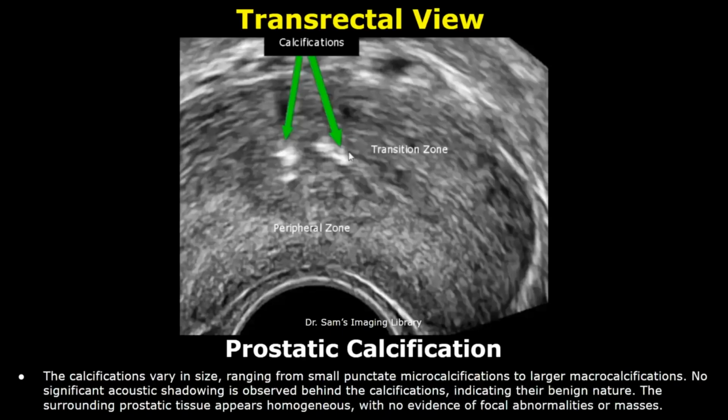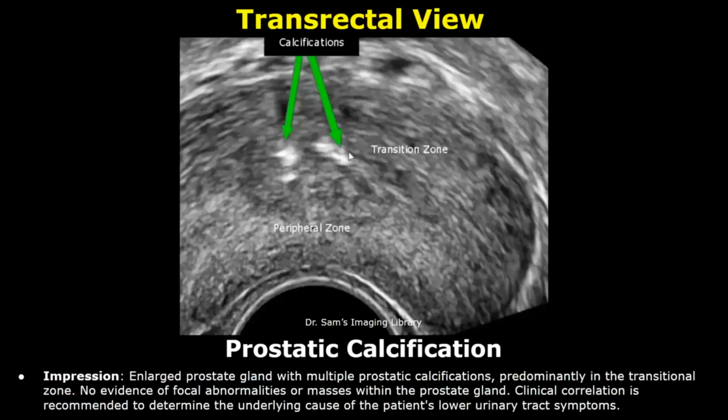You can write more about the calcifications. You can write about their size range, and then you can also mention whether there is any posterior acoustic shadowing present or not, and then you can write about the surrounding prostatic tissue, which in this example appears homogeneous, and there were no focal abnormalities or masses.